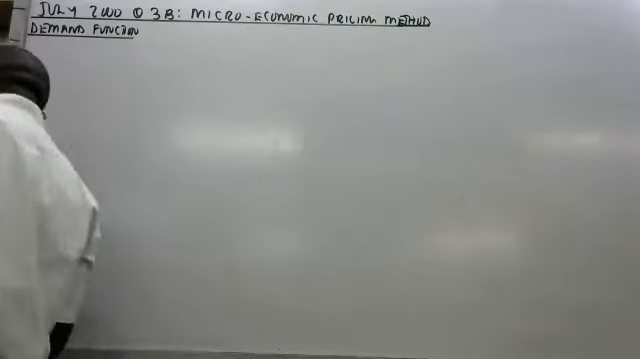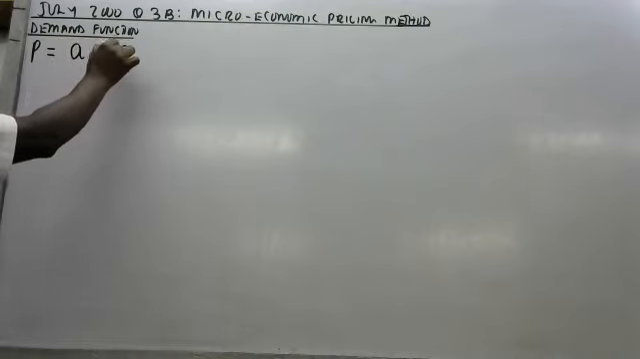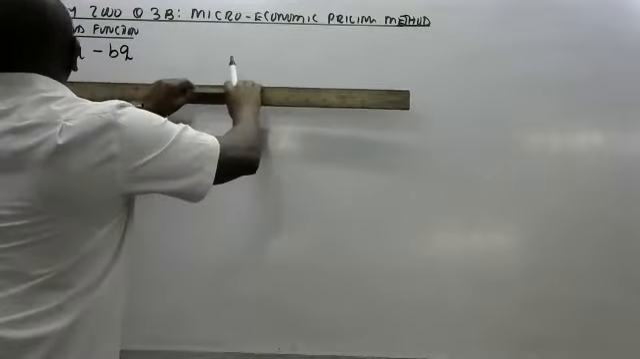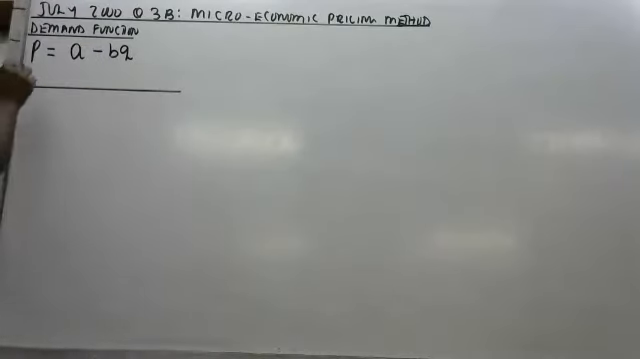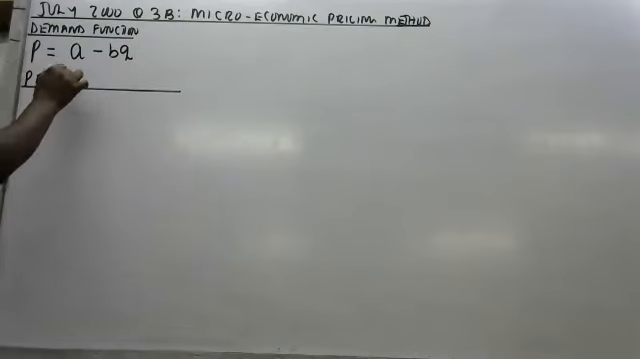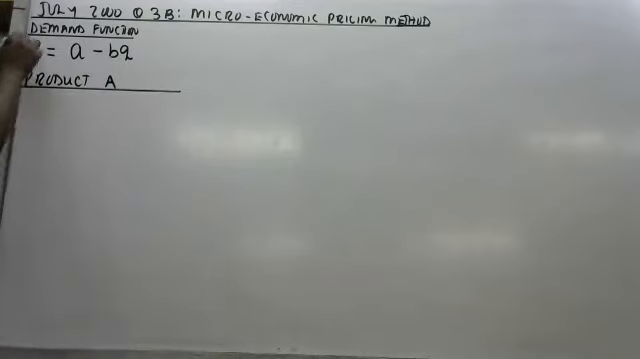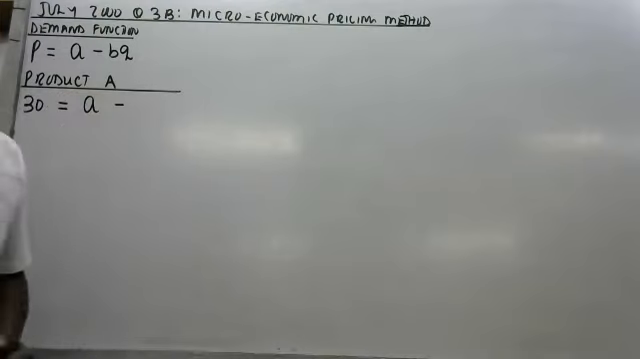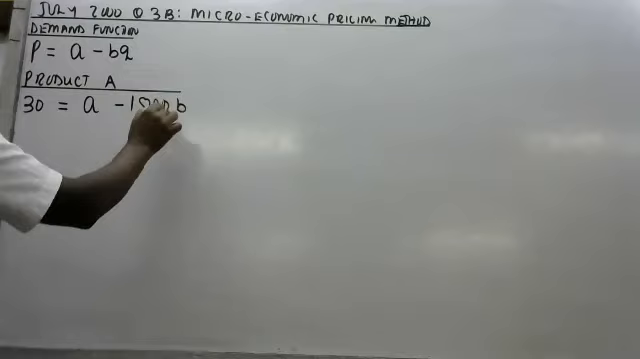Units and prices. And this one is given as P equals A minus BQ. That is how it is stated. It shows an inverse relationship. So let's begin with product A. When we have product A, you can see we are told the selling price is 30. So substituting in this function, we say 30 equals A minus Q, and Q is 15,000 units, so 15,000 B.